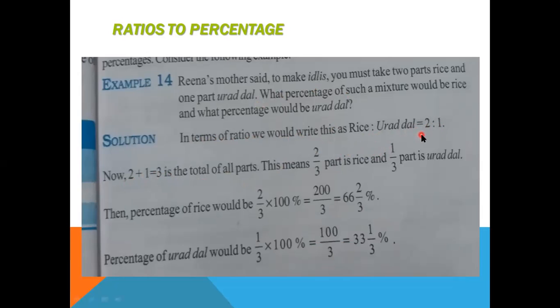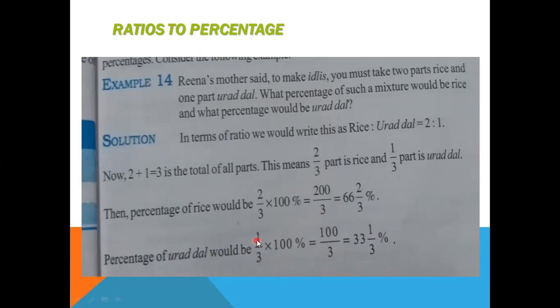Now, the quantity 2 plus 1 equals 3 is the total parts. So this means 2 by 3 part is rice and 1 by 3 part is urad dal. Then the percentage of rice would be 2 by 3 into 100. Percentage means we multiply with 100. So 2 by 3 into 100, that means 200 by 3, that is 66 2 by 3 percent you will get.